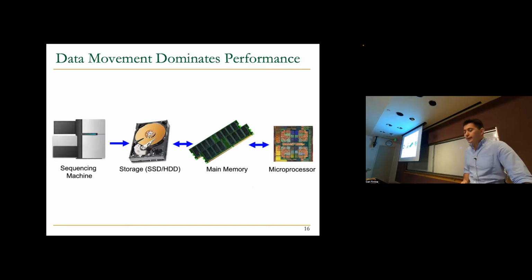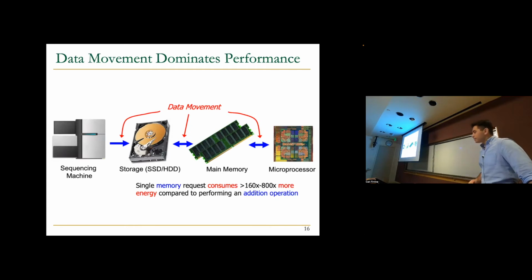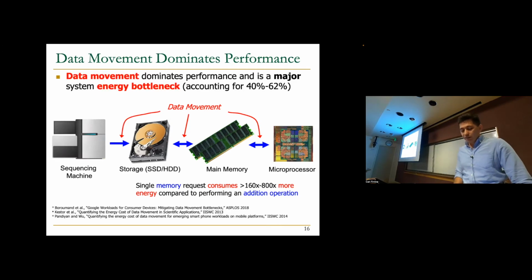So today, data movement dominates the performance because the large chunks of data need to be stored in the storage systems once they are produced. And furthermore, that data needs to move between the storage systems, main memory, and the CPU so that we can process them, like we can analyze them. But data movement is very costly, such that computation is a lot cheaper than moving the data.